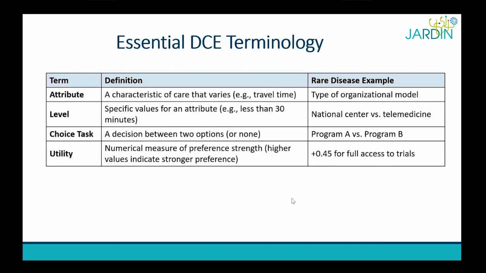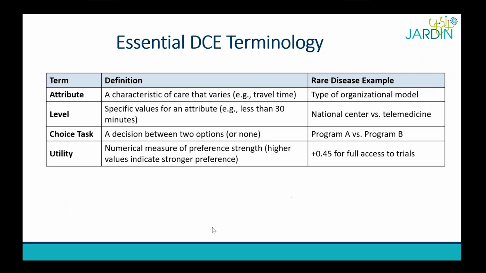These are essential DC terminology that anyone doing a discrete choice experiment uses. We frequently use terms like attribute, label, choice task, utility. An attribute is the characteristic of the good, or we call it a feature. So it's simply the characteristic of care that varies in this particular context. For instance, travel time is an attribute. And in the rare disease context, the type of organizational model could be an attribute.